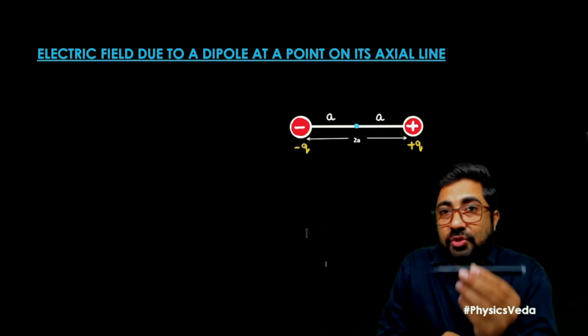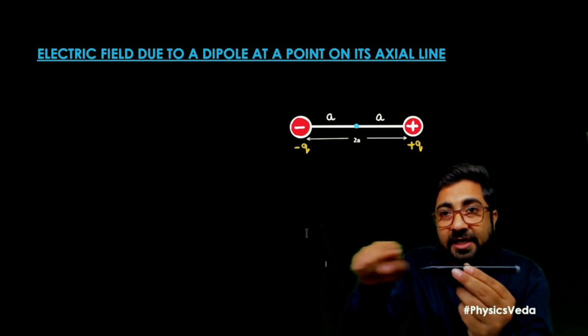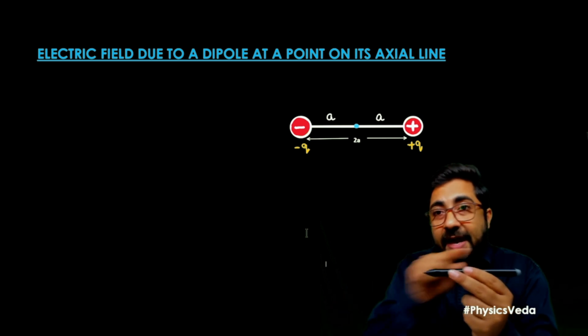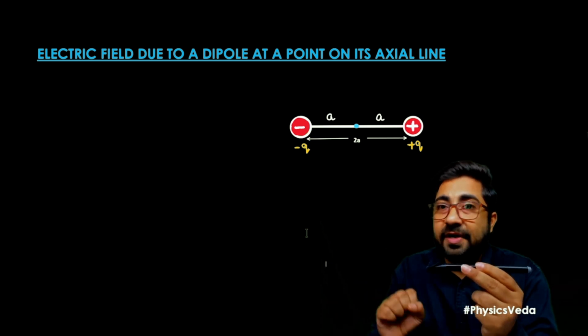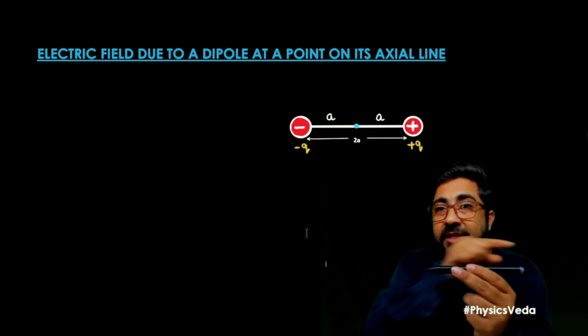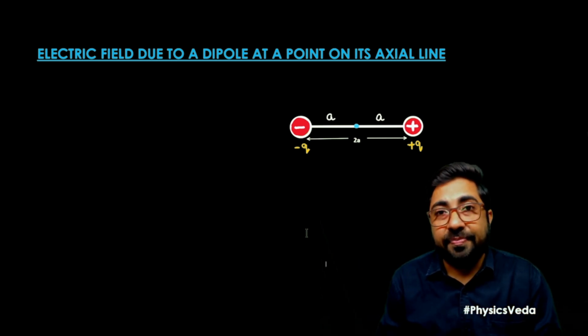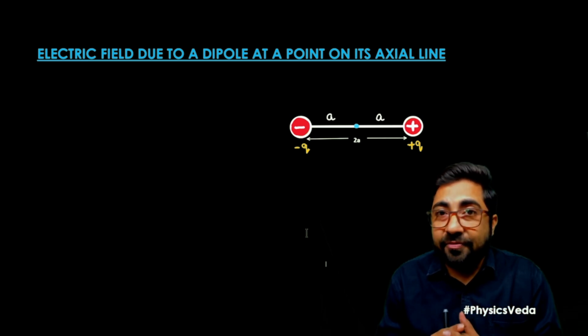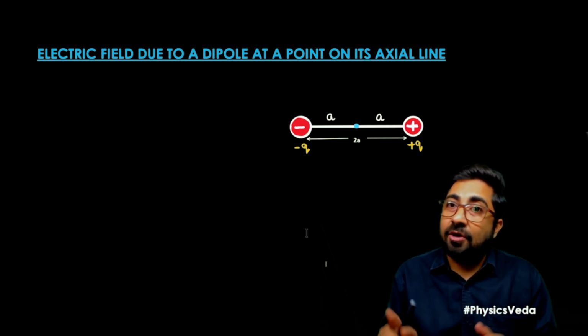So the line joining both the charges is known as the axis of the dipole. If I mark any point on this axis of the dipole, then I can say that point exists on the axial line of the dipole. So today's task is we have to calculate the electric field at an axial point of the dipole.